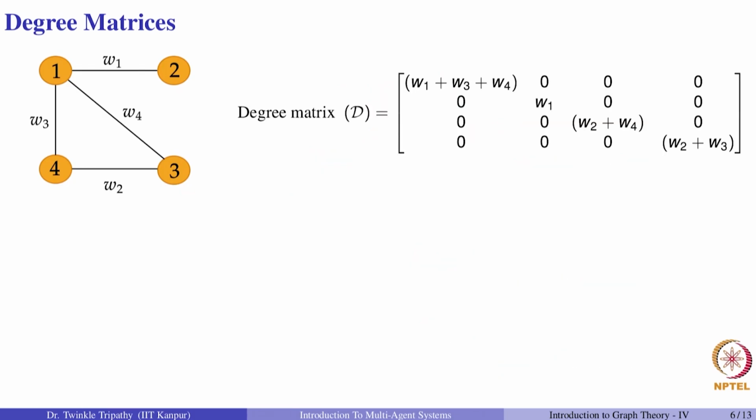Hence, what is the degree matrix of this graph? Again, let us see if the expression that we have here is correct. For node 1, it has 3 neighbors, and what is the sum of the weights of all of the neighbors? W1 plus W3 plus W4. So, this is correct. Similarly, for this node, it has just one edge, hence it is W1, and the same way you can verify this for the other 2 nodes as well.